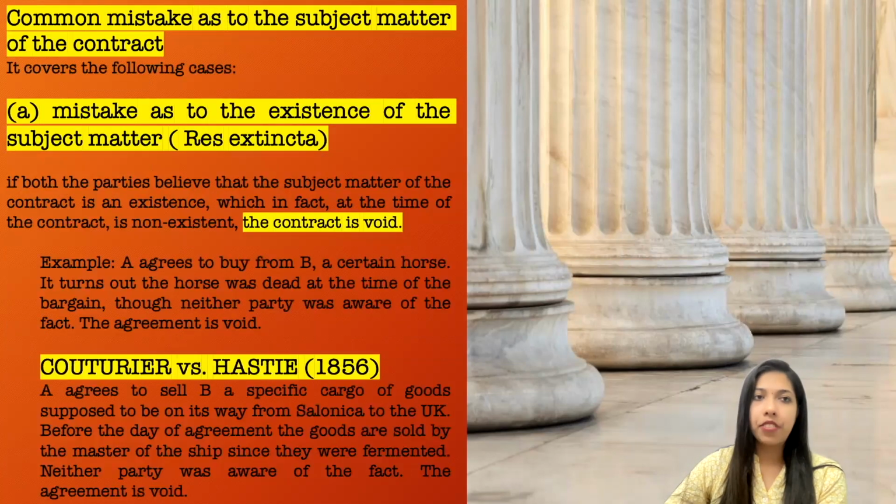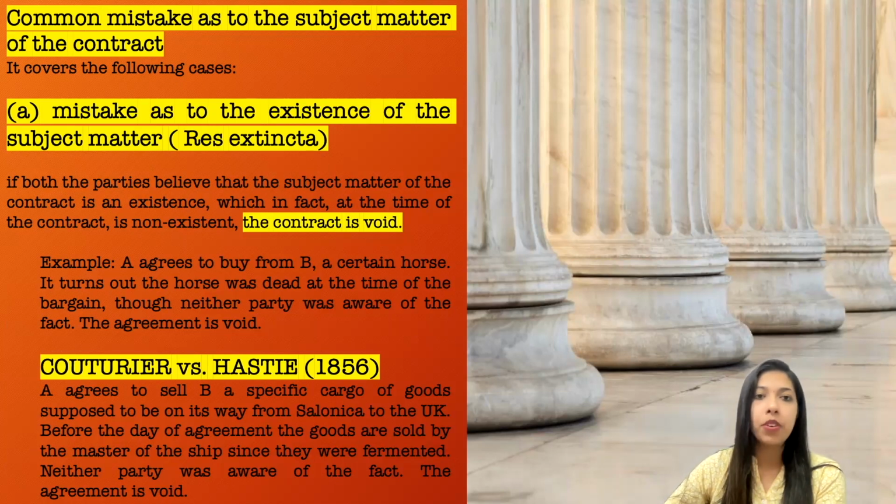In the first category, the common mistake as to the subject matter of the contract covers these kinds of things. The first one is mistake as to the existence of the subject matter, which means res extincta. The meaning is that both the parties, A and B, are mistaken about the existence of something, an essential element. If this is the situation, the contract will be void in nature.